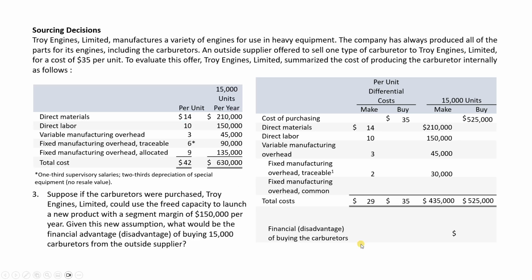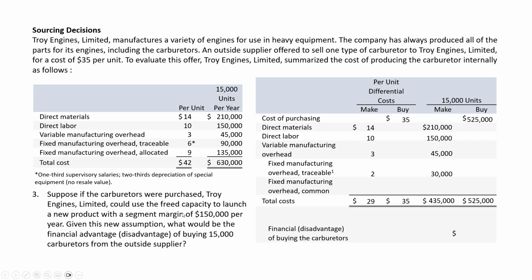We could throw another wrinkle into this situation. So assume all other facts, but if we chose to purchase the carburetors, it could free up enough capacity to launch a new product line that would add a segment margin of $150,000. Remember, segment margin is contribution margin minus traceable fixed expenses.